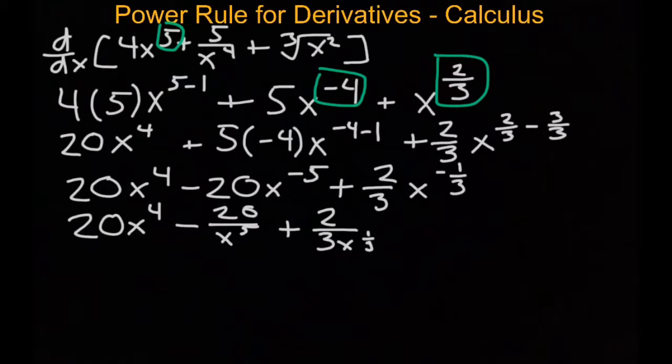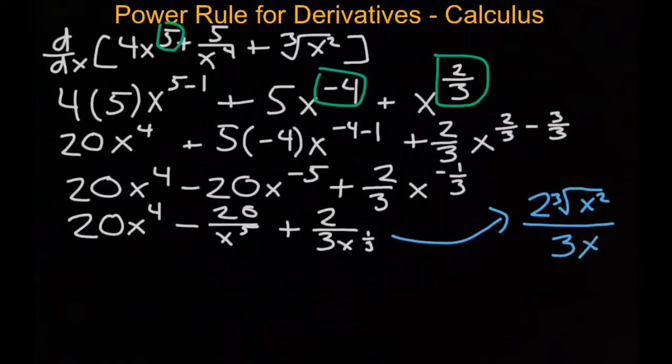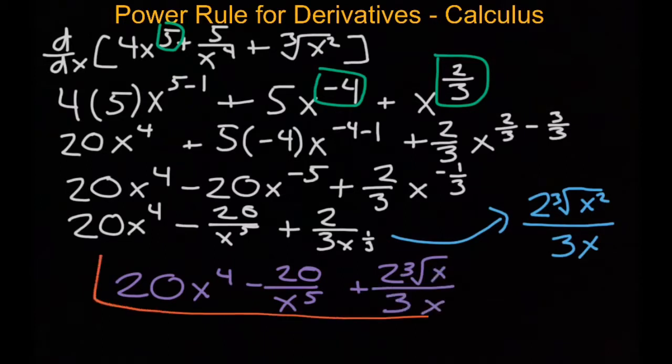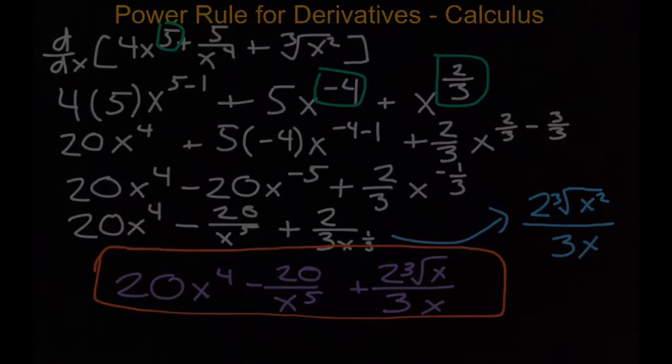For the radical, if we rationalize this, we can write it out as 2 times the third root of x to the power of 2 over 3x. So our final answer is 20 x to the fourth minus 20 over x to the fifth plus 2 times the third root of x squared over 3x. And this is our final answer.